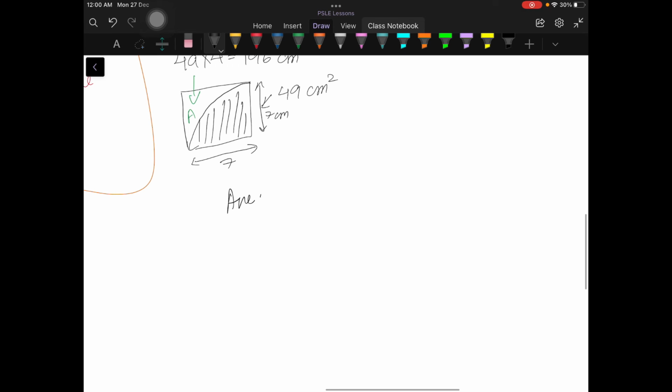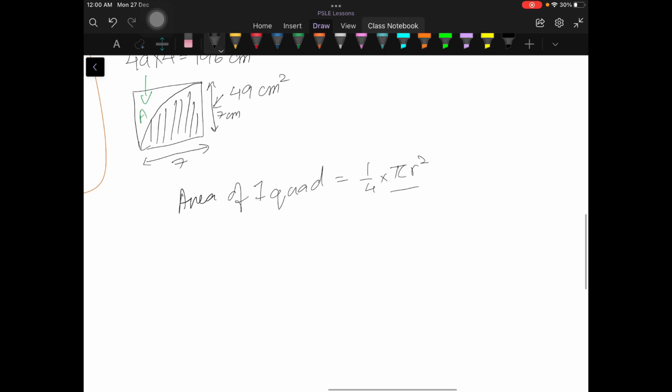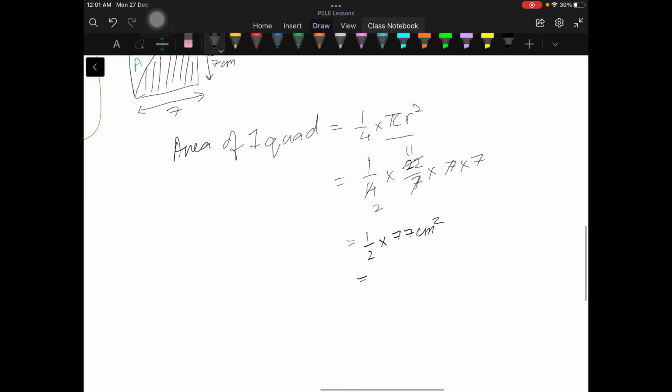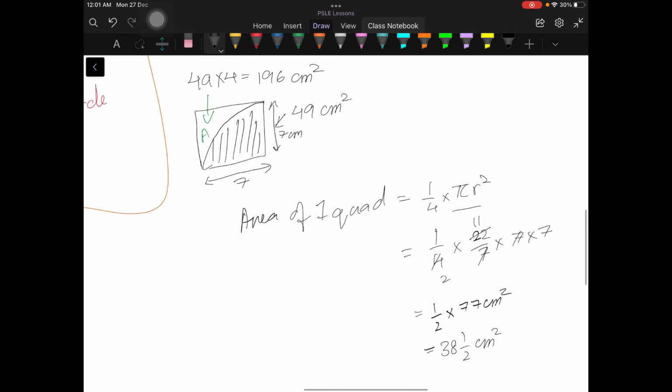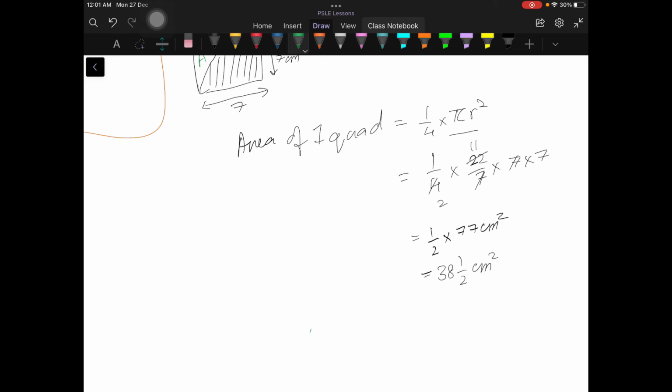of one quadrant is 1/4 times pi r square, and pi r square is the area of a circle. So this gives us 1/4 times pi, which is 22/7, times 7 times 7, which is r square. So 7 and 7, they cancel out. This 4 becomes 2, this 22 becomes 11, and we are left with 1/2 times 11 times 7, which gives us 77 over 2, which is 38 and 1/2 square centimeters.